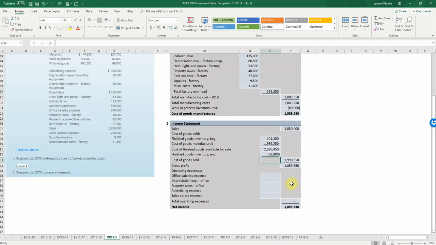Now we just need to subtract out our period costs. That's going to be our office salaries expense of 318,000, depreciation related to the office of 30,000, our property taxes related to the office of 25,000, our advertising expense of 400,000, and our sales salary expense of 200,000, which gives us total operating expenses of 973,000 and net income of 886,350.